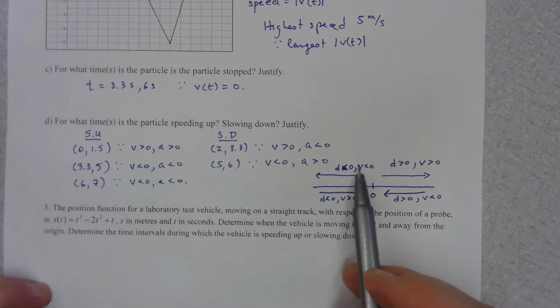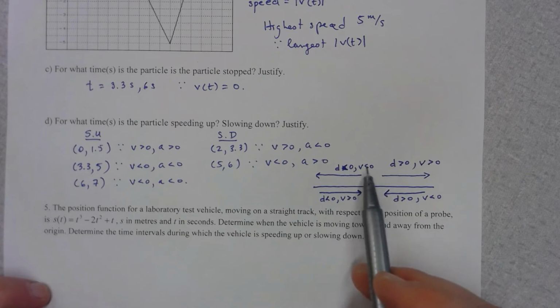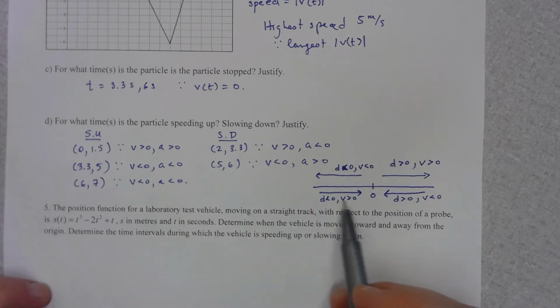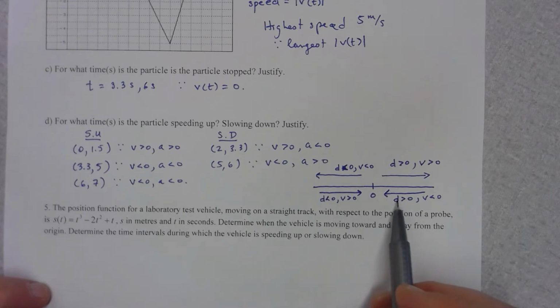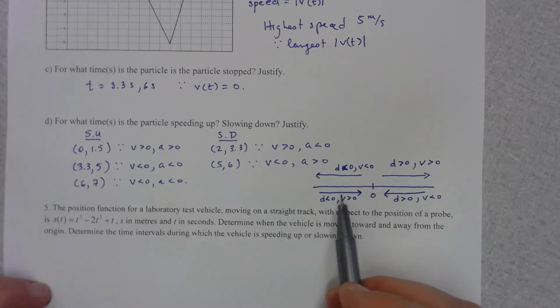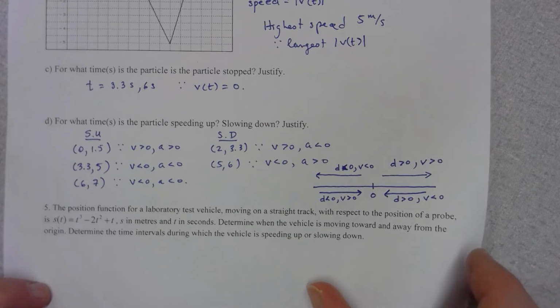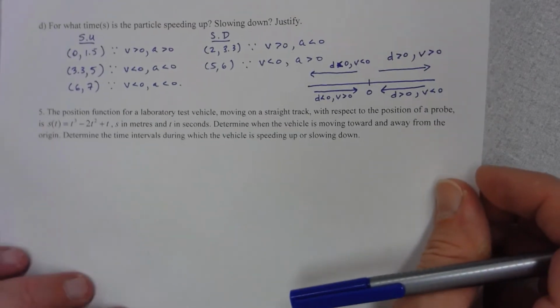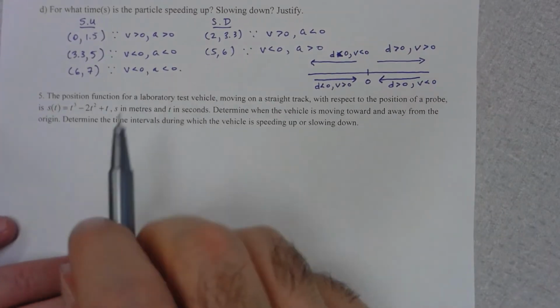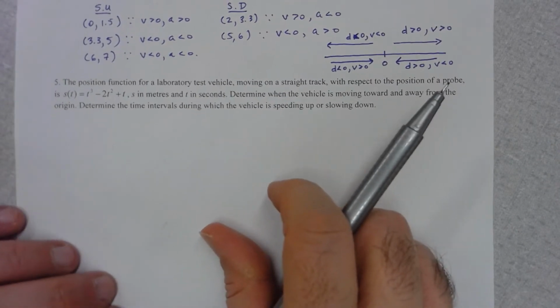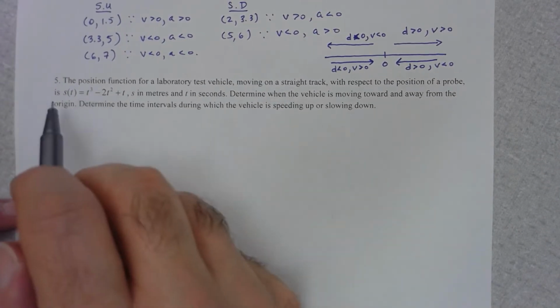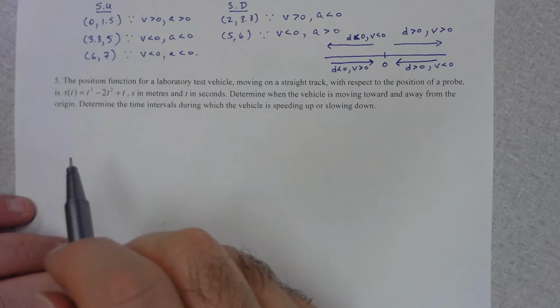So we see that same sign for position and velocity means moving away from the origin. Opposite signs for position and velocity means moving towards the origin. So this is what I'm going to use now to help solve question number 5. And we notice here that in question number 5, we're not given a graph. Everything is done using the equation, which is mostly how we're going to be doing this.